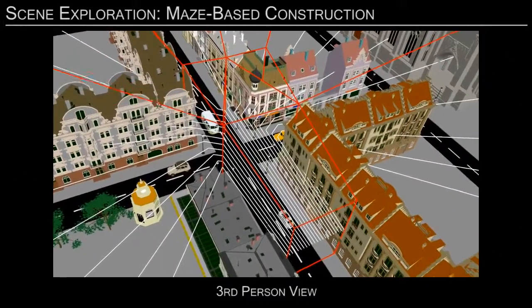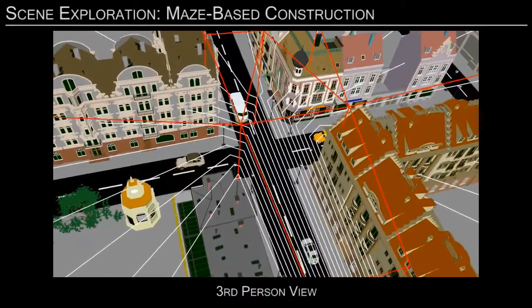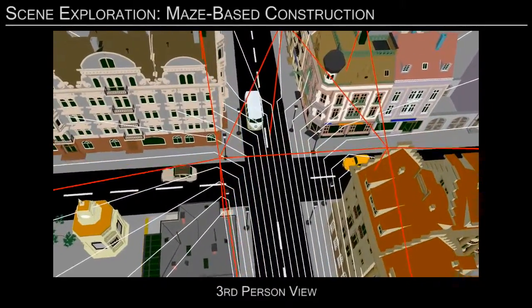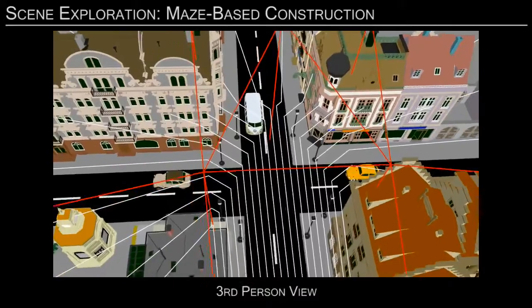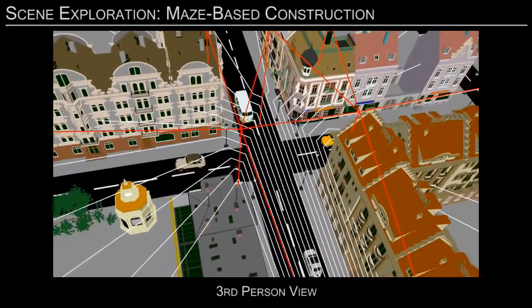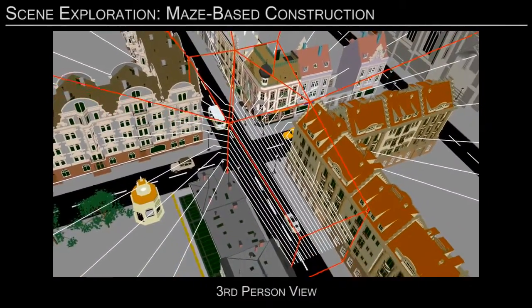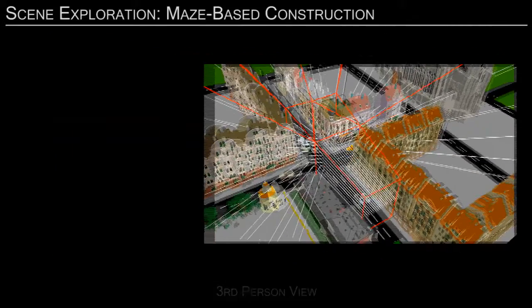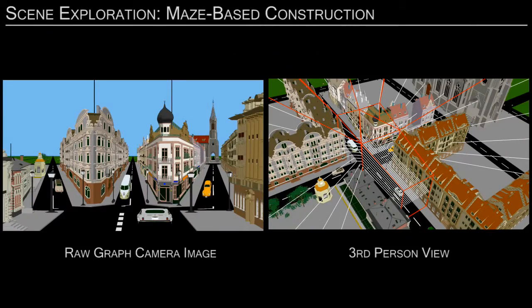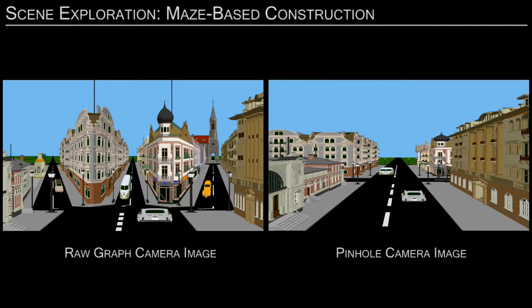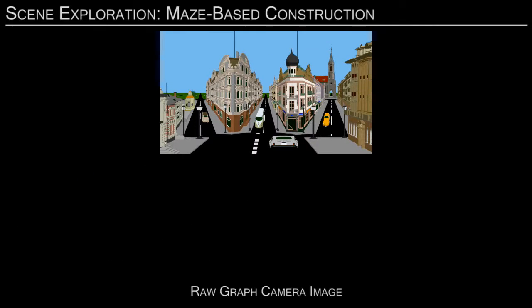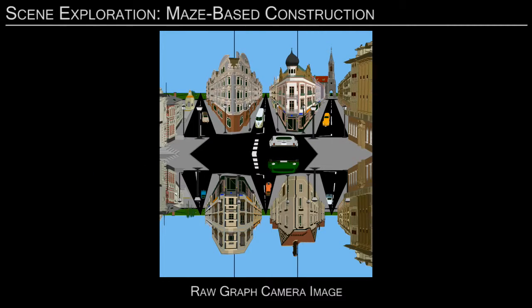We have developed a maze-based graph camera constructor that distributes the rays reaching the intersection to each of the right, forward, and left outgoing street segments. The resulting raw graph camera image samples the left and right street segments well. A similar graph camera is constructed to sample behind the user.